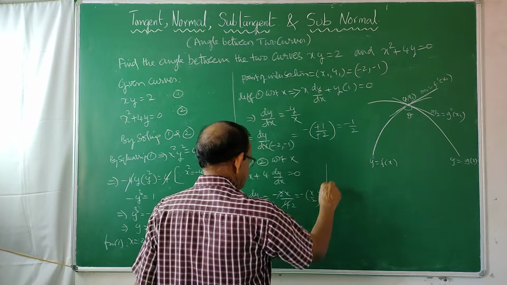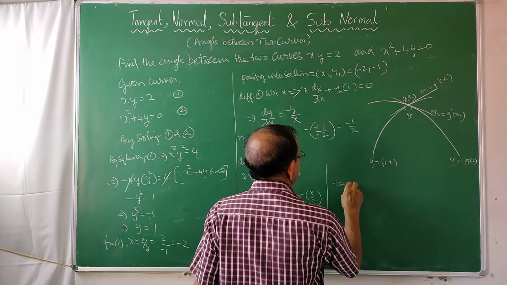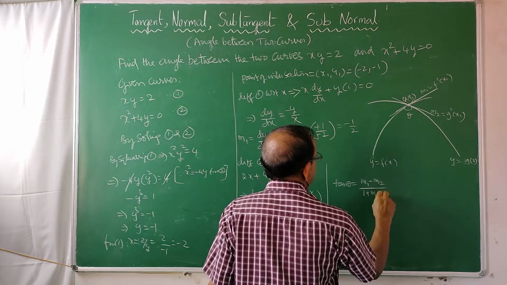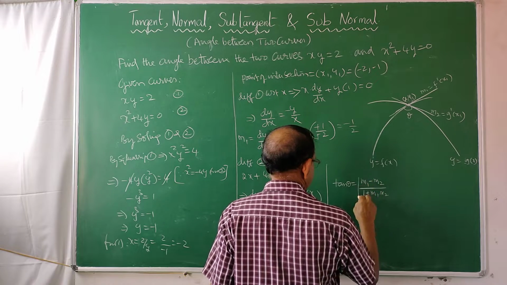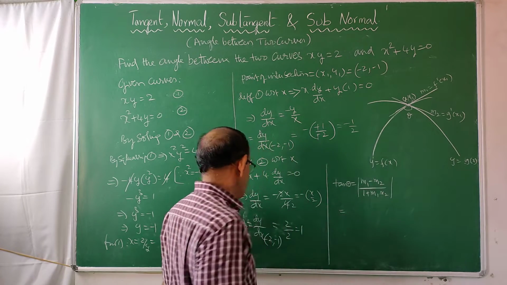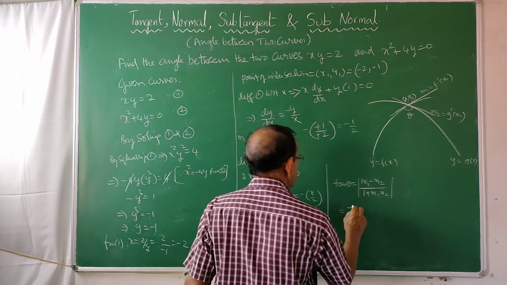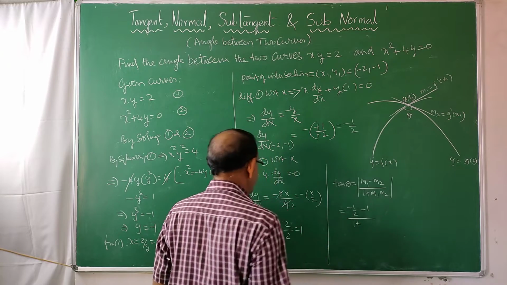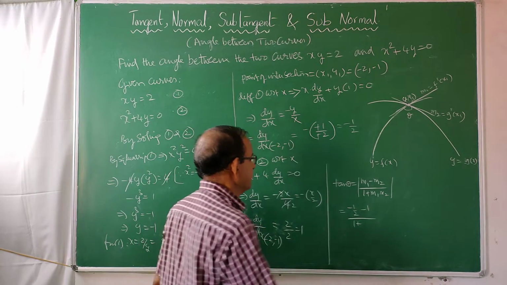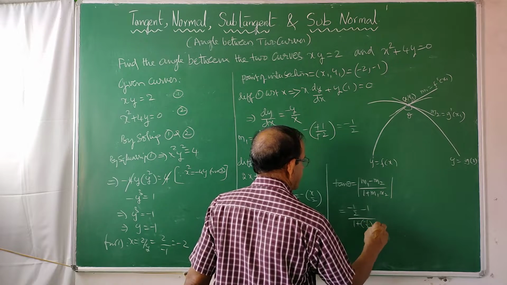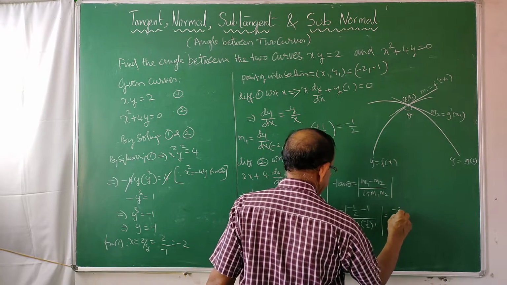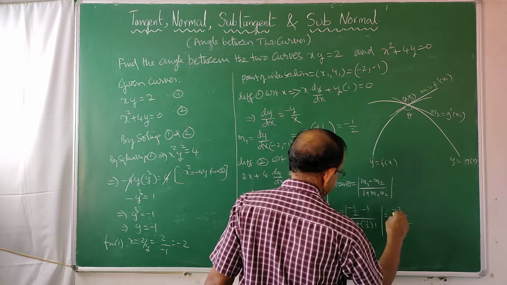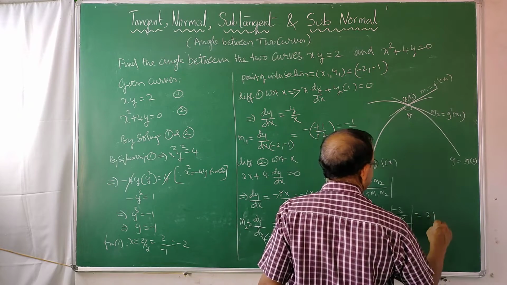So tan theta formula. Tan theta is equal to (m1 minus m2) by (1 plus m1 m2). So that is equal to m1 is minus 1 by 2, minus 1, by 1 plus m1 into m2. m1 into m2 is minus half into 1. So the numerator is minus 3 by 2, and the denominator is 1 minus half, that is 1 by 2. 2 is cancelled, minus 3 by 1, that is minus 3.